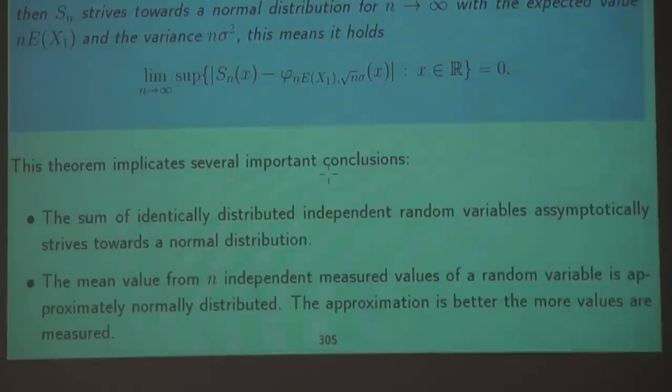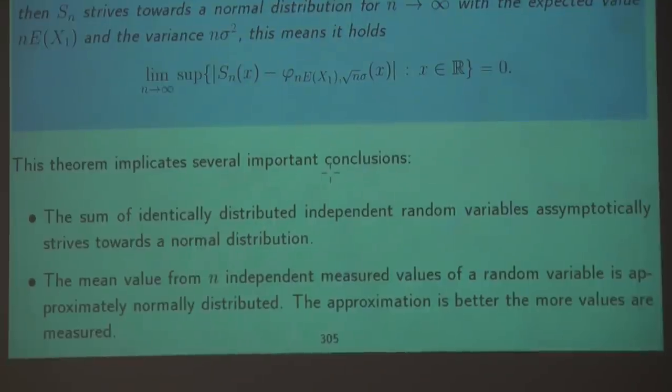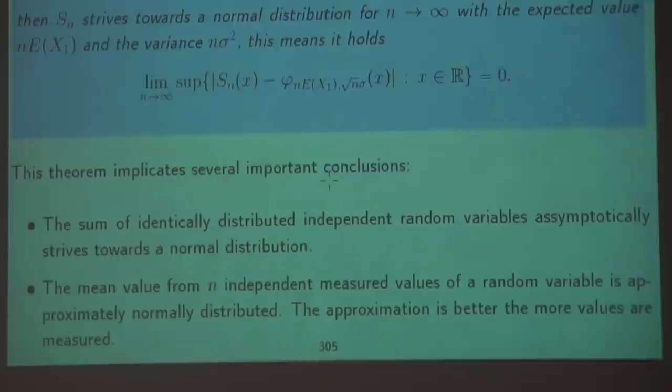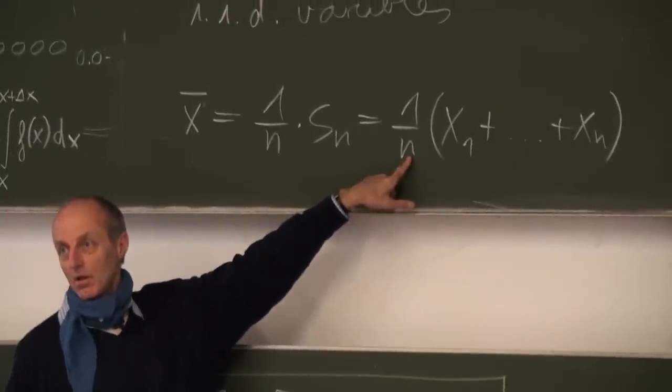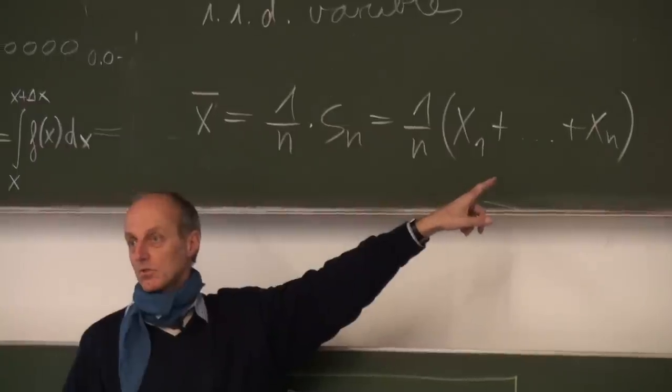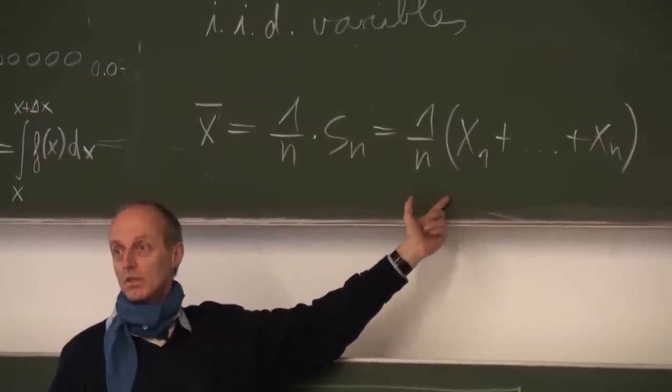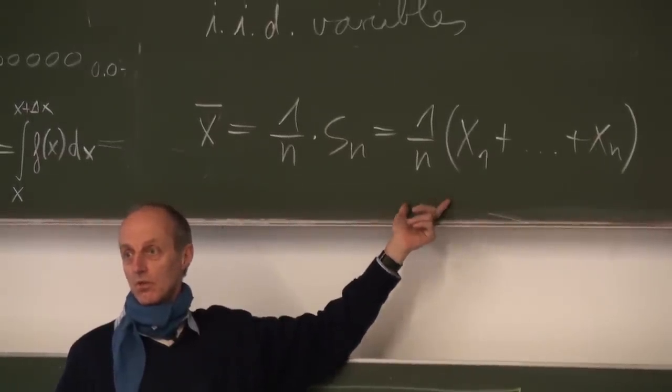Why is the mean normally distributed? Because this only talks about the sum. But what did I say? The mean, where is the mean? Here. The mean is only a constant factor times the sum. So if the sum is normally distributed, then of course the mean is also normally distributed.